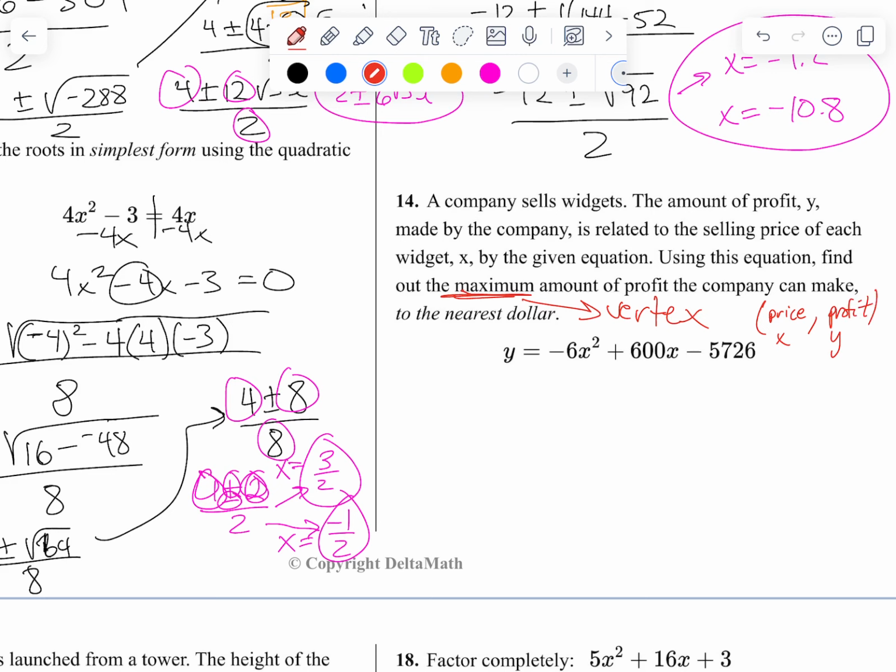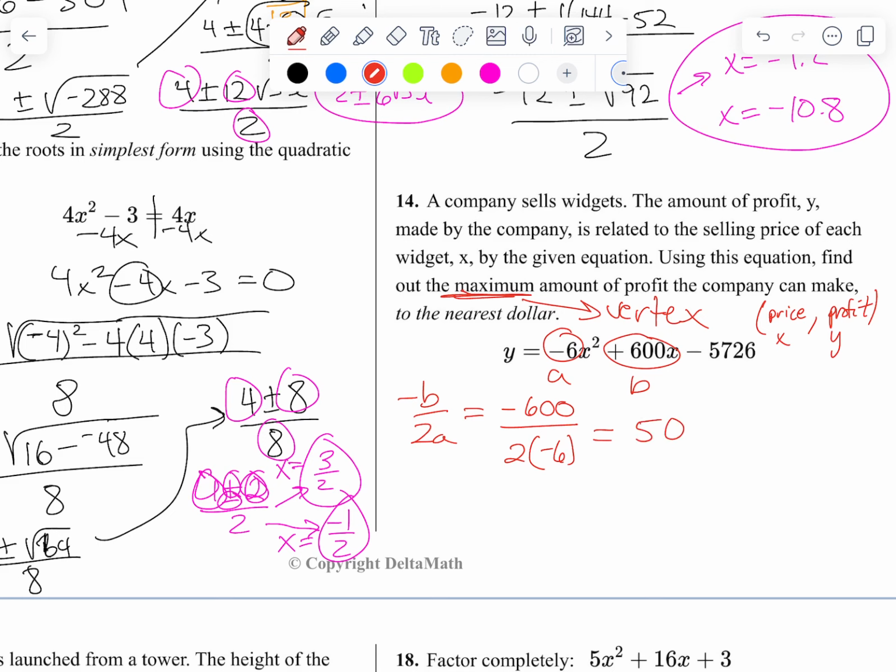Now, I can actually find out the X because I have a formula to find the X of the vertex. It's just negative B over 2A. So this is going to help me get to the profit answer, but I can't do it right away. So the B number right here is 600, and the A number is negative 6. And that's all I need for this formula. So this will be negative 600 over 2 times negative 6. When I get my answer, it's going to be 50.